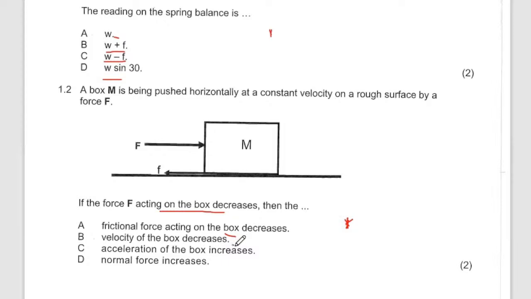Velocity of the box decreases. That's automatic, because since the force is going to decrease, the rate at which it's moving will also decrease. Acceleration increases? The acceleration will instead decrease. The normal force increases? So between options A and B, I'll go for option B, which is kind of straightforward. The velocity of the box will decrease.